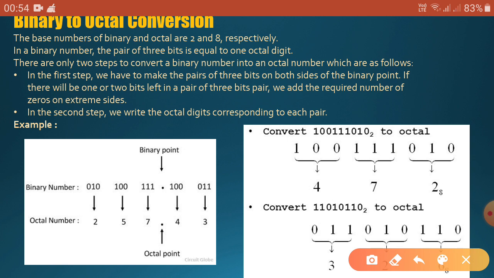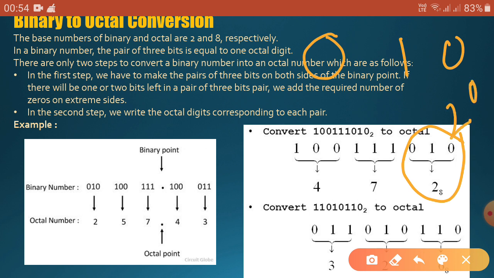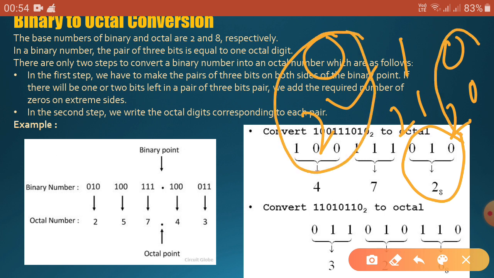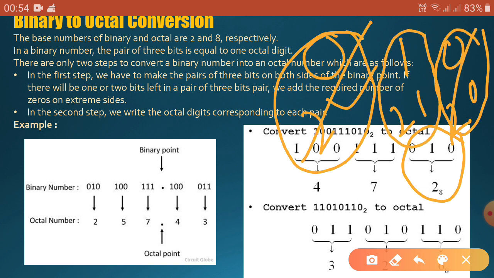010. How can we write 010 equal to 2? This is the question I think arises in our mind. So 0 1 0, that means in binary number system what will be the positional weights, that is 2 to the power 0, 2 to the power 1, 2 to the power 2. So this is multiplied by 0, this is multiplied by 0, so it will be nullified. So only the remaining part is 1 into 2 to the power 1, so it gives us 2. That's why 0 1 0 gives us 2.